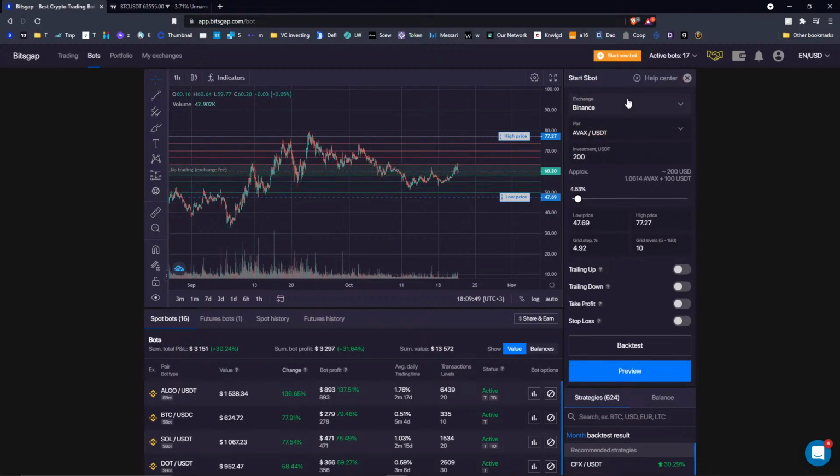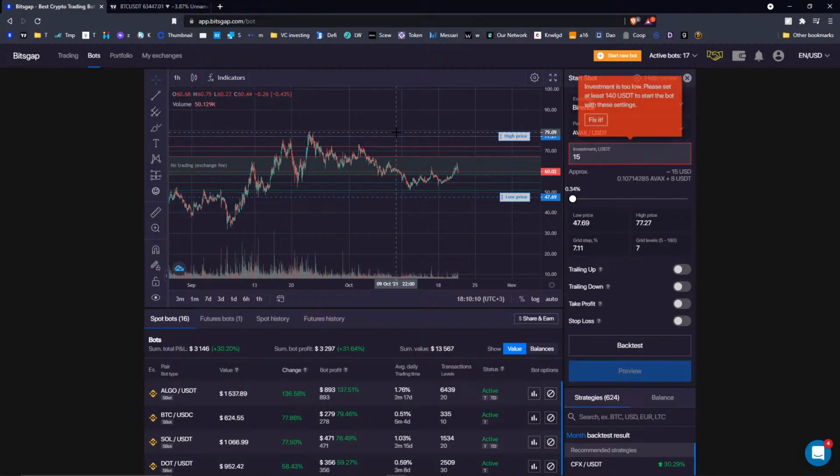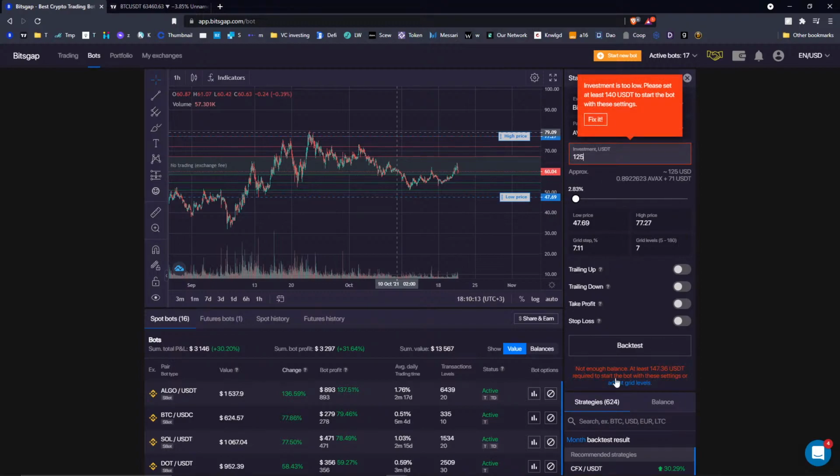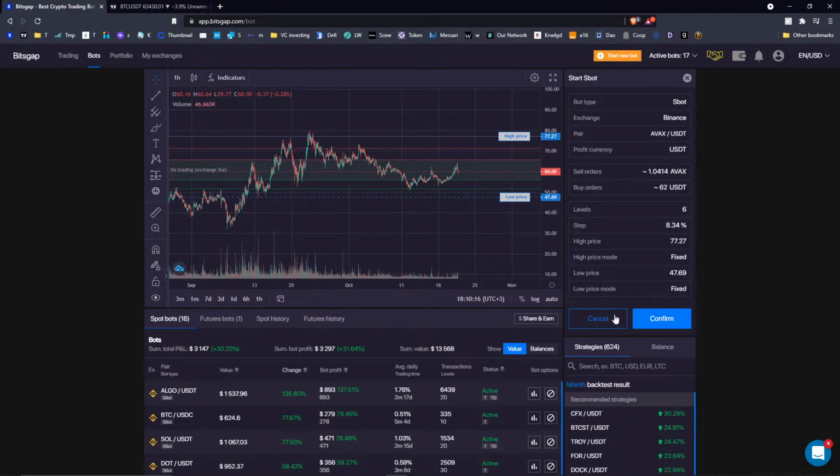So yeah, that's pretty much possible, because look, it requires 10 grid levels to allocate $200 into this bot, so that's good. Maybe let's try 150, adjust grid. So yeah, still possible. Down to 5 grids, that's what you can afford. So that pretty much means that on Avalanche it can be around, I guess, $125 is what you can afford.